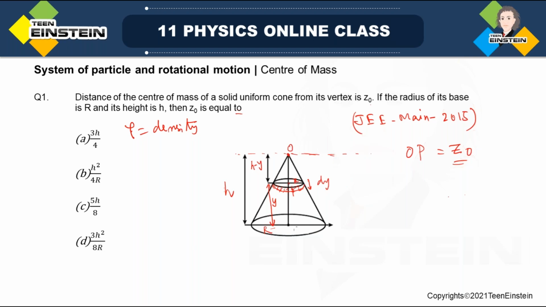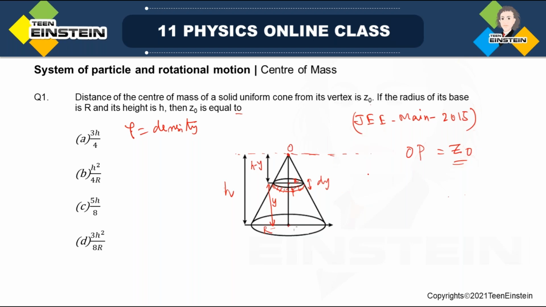So the thickness of the disk is dy. At a distance y from the center of the base of the cone, I have considered a thick disk, and that disk has radius small x. Now I have to find out what is the mass of this elementary disk.